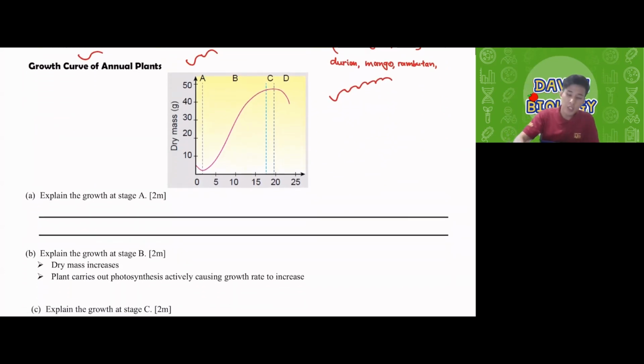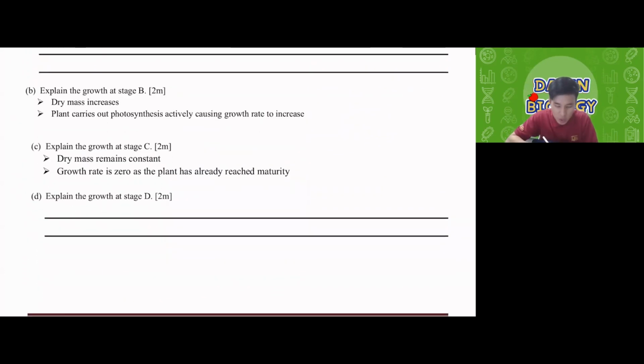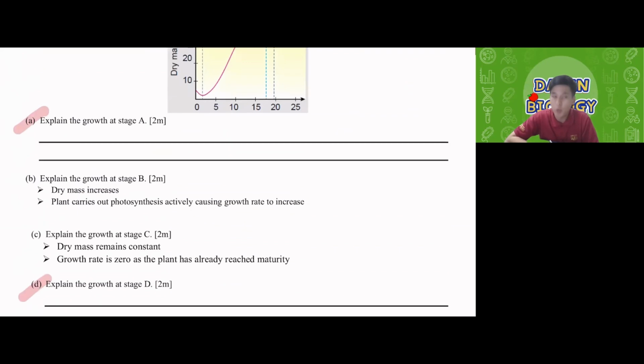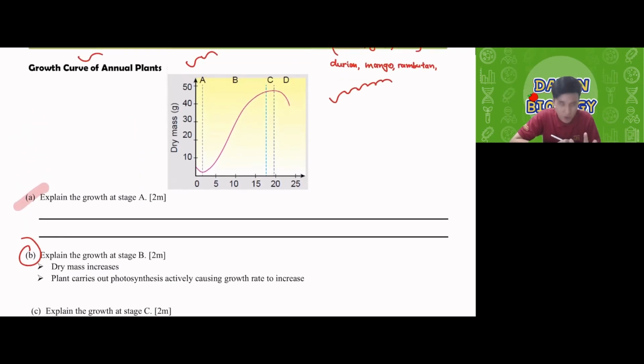So for annual plants, right, Zone A and Zone D will be the most important one. That's what question will usually ask. But behind, if you look at my questions, right, I got one essay asking about Zone B, so they have possibly to ask also that question. Yeah, but never mind, we do A first. Very important. Okay, if they ask you to explain growth at each of the stages, talk about the dry mass first. The mass. As you can see at A, number 1, the dry mass decreases.